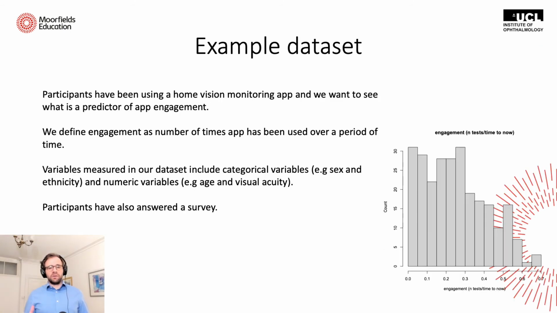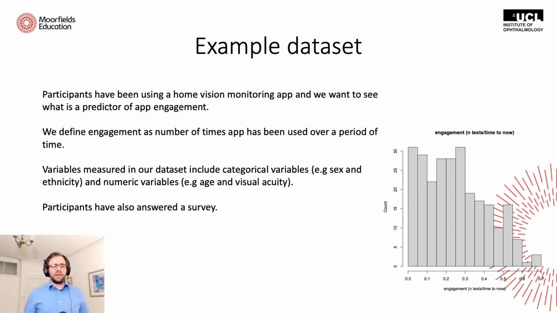So the data, we're going to use an example data set here, a data set we've collected recently, of our participants that have been using a home vision monitoring app, and what we're interested in predicting is how much they engage with the app, that is how much they've used the app over a certain period of time. So the frequency of use. It's a number between 0 and 1, and the histogram here represents what that data looks like. So that's what we want to predict, right?